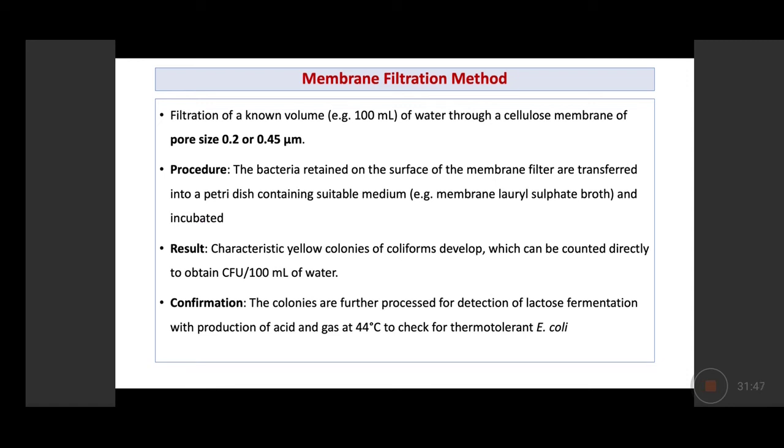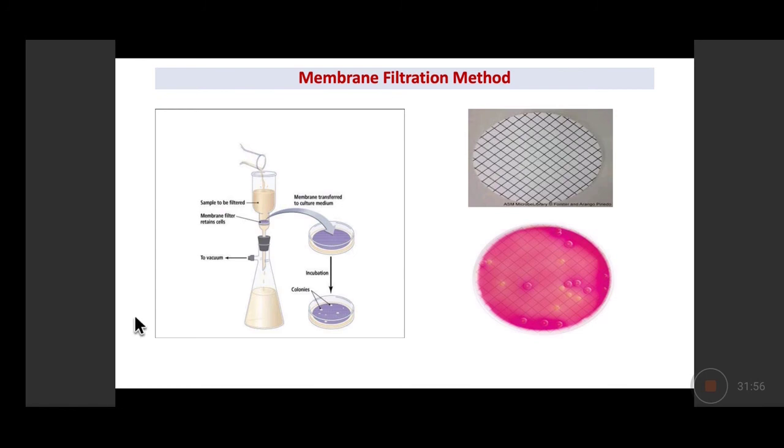Okay. Then colonies are further processed for the detection of lactose fermentation with the production of acid and gas at 44 degrees to check again for thermotolerant E. coli. So this is the membrane filter. Somehow my cursor is not working. Okay, so this is the picture showing the membrane filtration method.